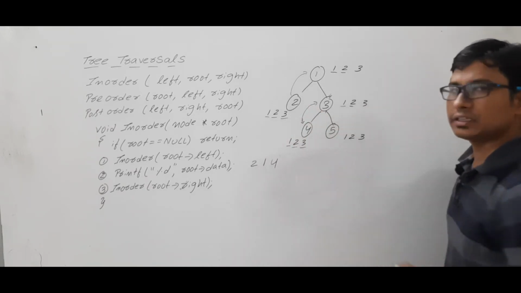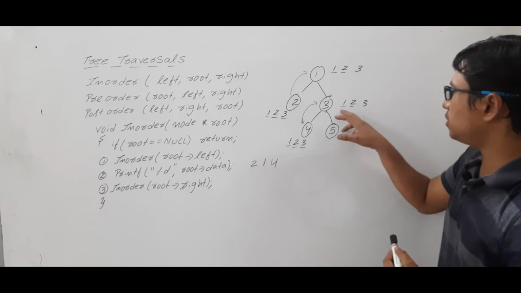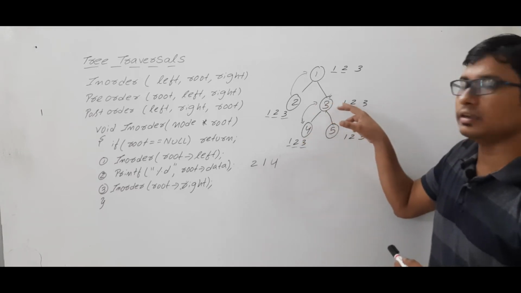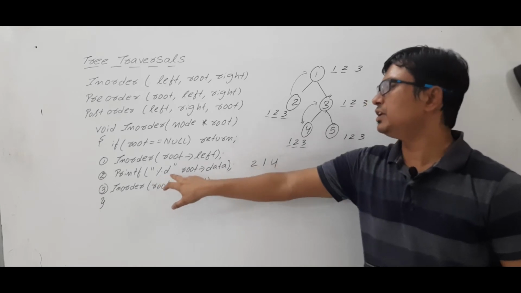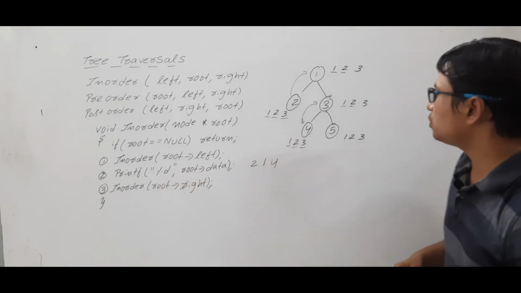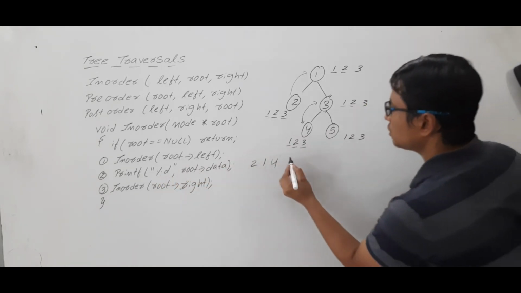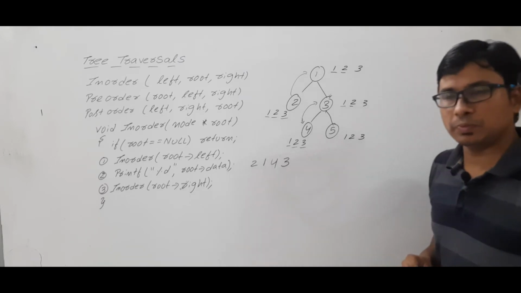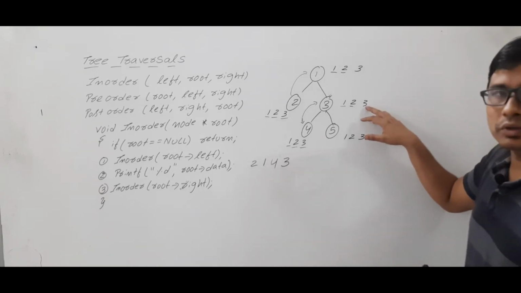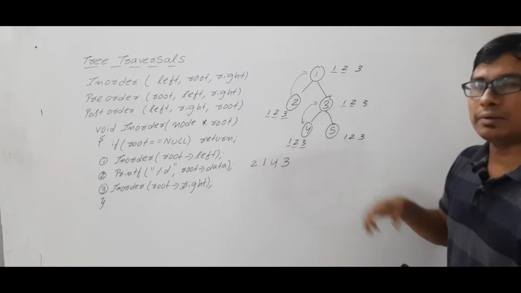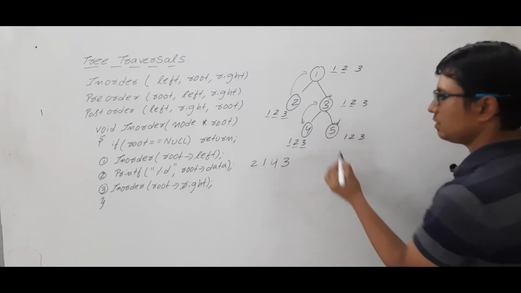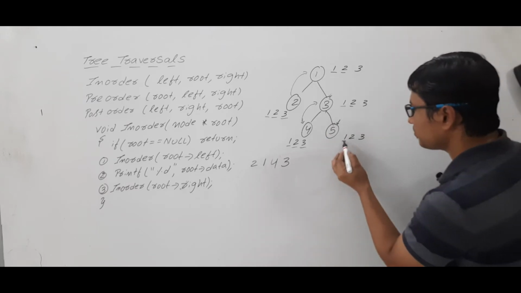Now you need to execute the step 2 here, because you already executed the step 1 and you returned. Now you need to execute the step 2. What is the step 2 here? Print of %d root of data, which is equal to 3, you will display. Now you need to execute the step 3. What is the step 3? Root of right. So you will come here. Okay. And you will execute the step 1.